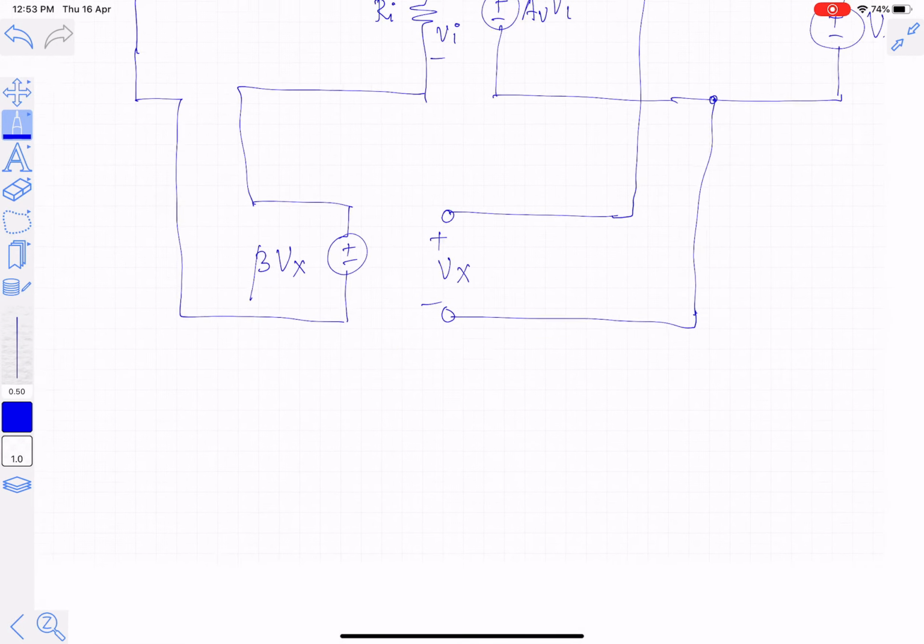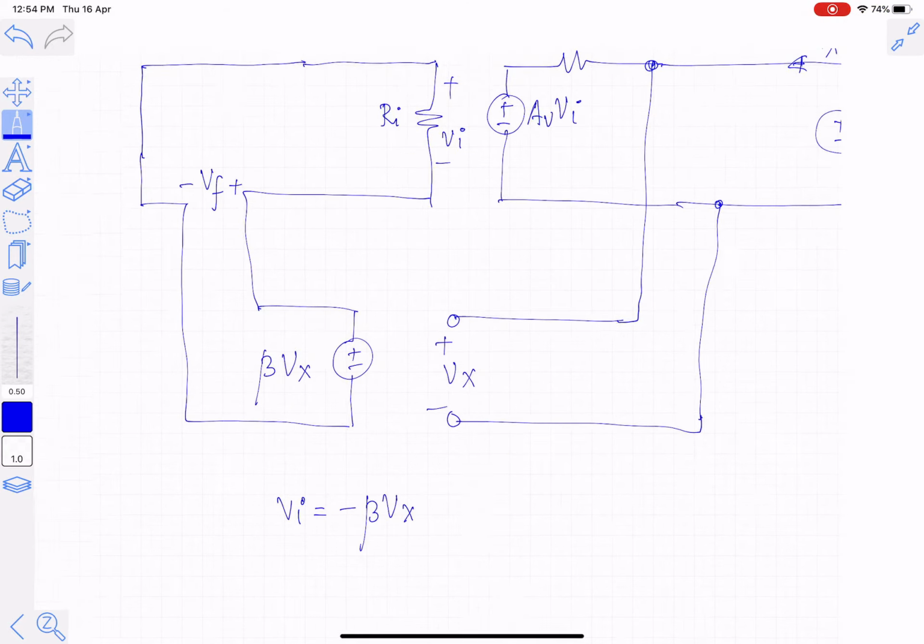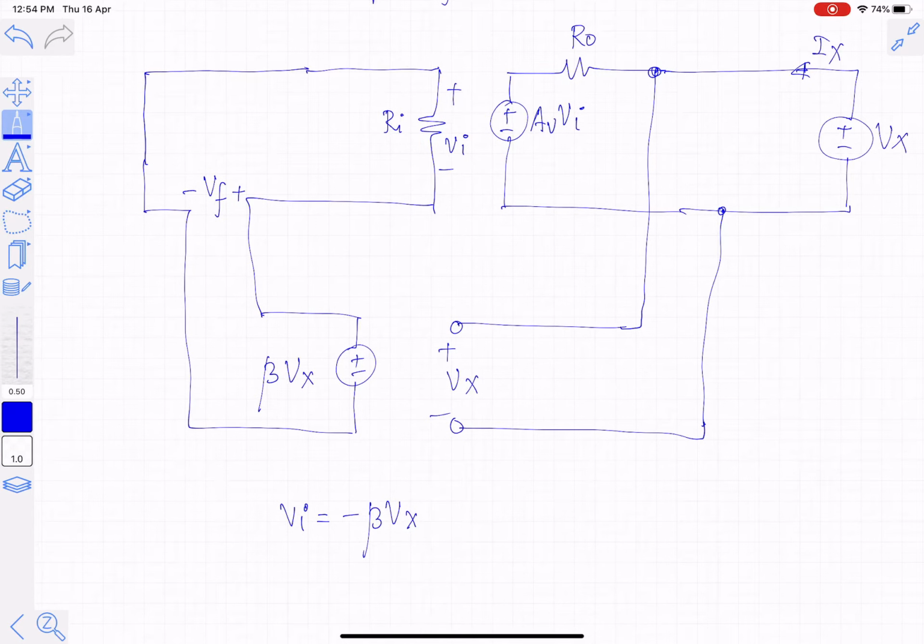So we can find it, we can see that Vi, so this is plus minus Vf, Vi is equal to minus beta into Vx. So to find out the current Ix, the current going in this direction will be equal to 0 because there is an open circuit. So this current should be equal to Ix.